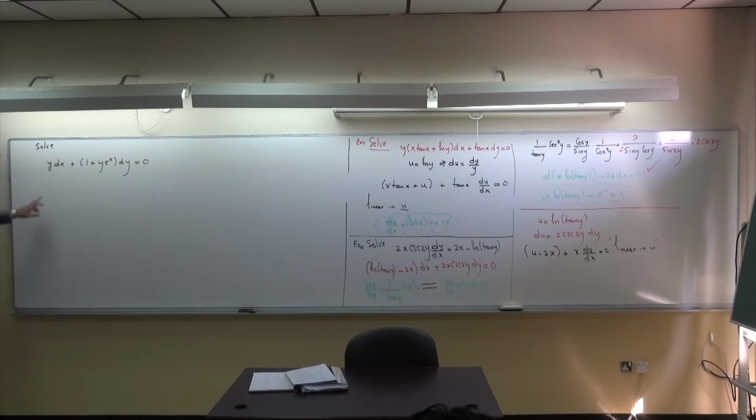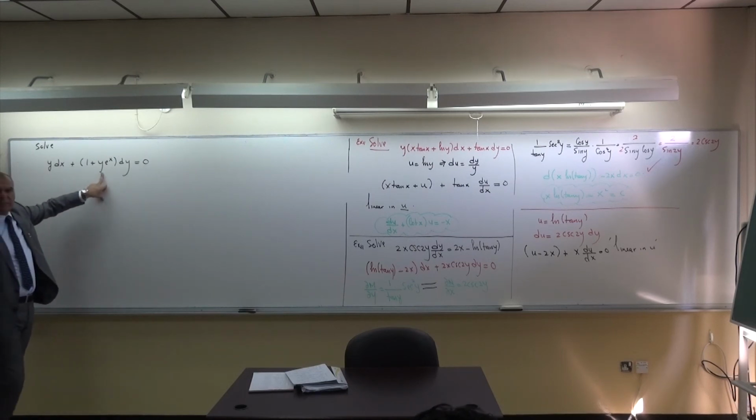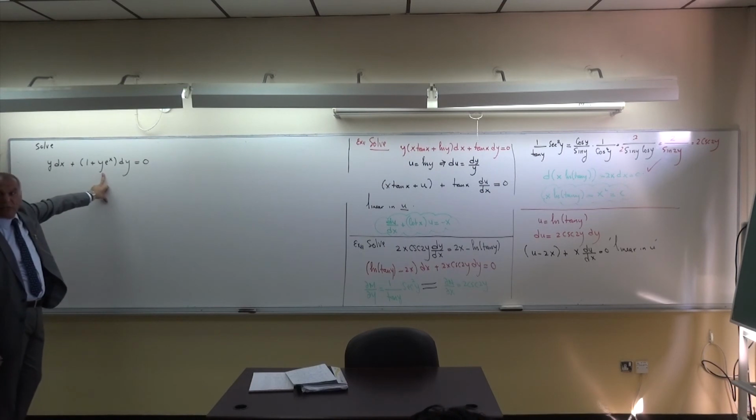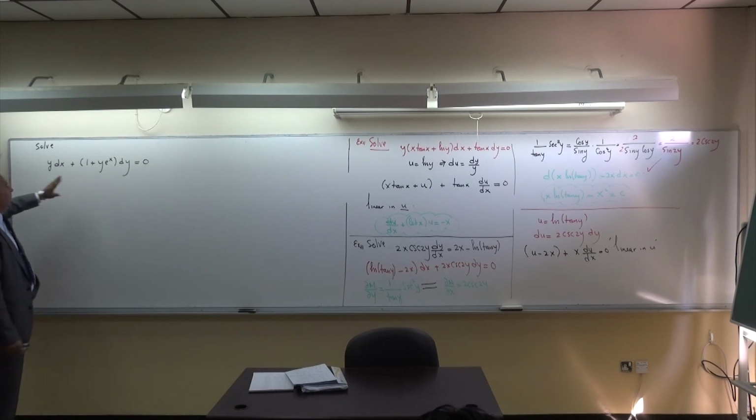Checking if it's exact. The derivative of this with respect to y is 1. The derivative of this with respect to x is y times e to the x. So it's not exact. Okay? If you want to solve it by the method of determining an integrating factor, that will not work for this problem. So you have inspection and/or the substitution method.